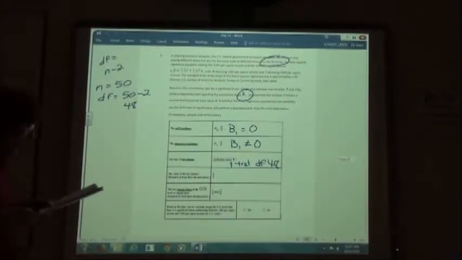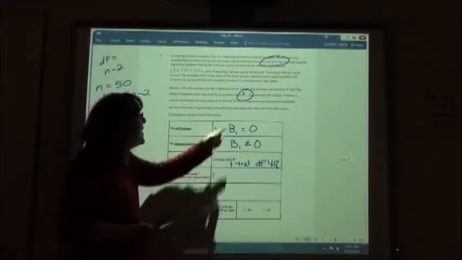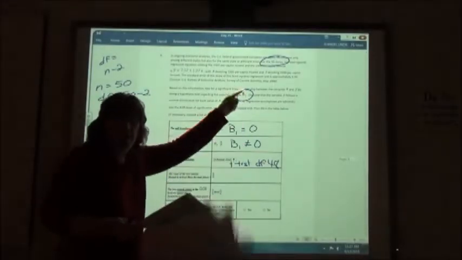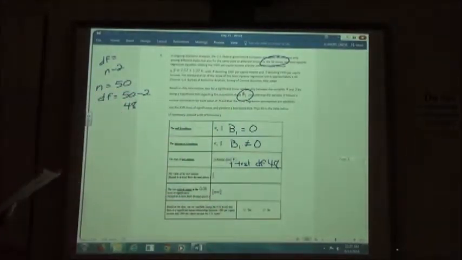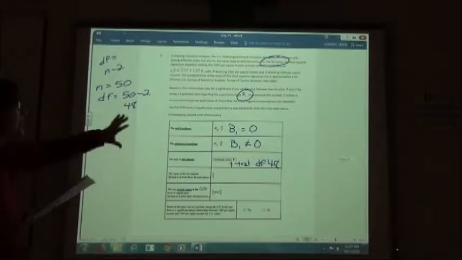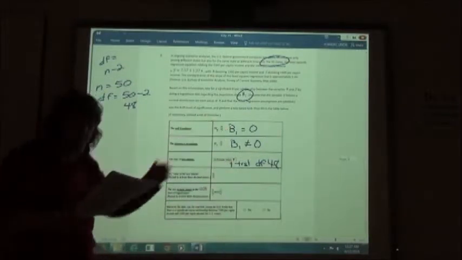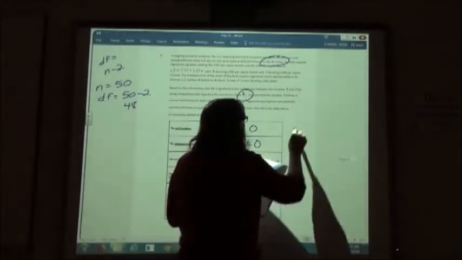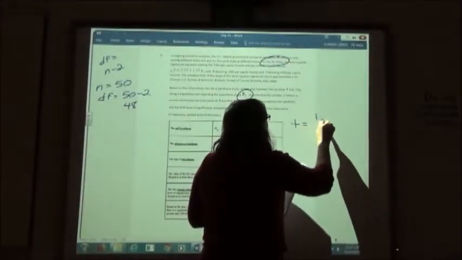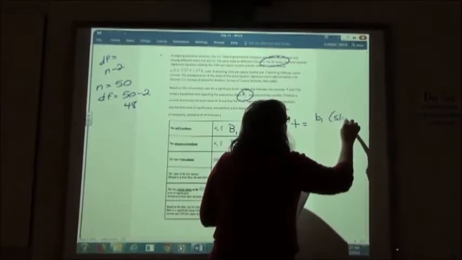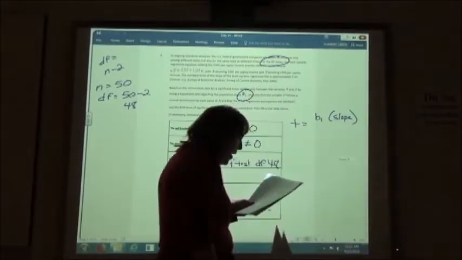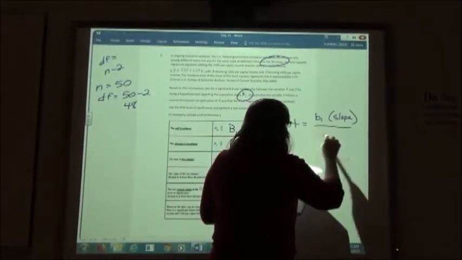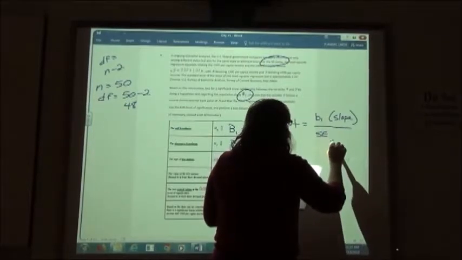So now we are going to have a different formula, because now we're doing B1 instead of the one we did on number 7. Watch, we have different things. Instead of the p, we've got B1. To find t, we're going to use B1, which is the slope of our linear regression equation, over SE sub B1.